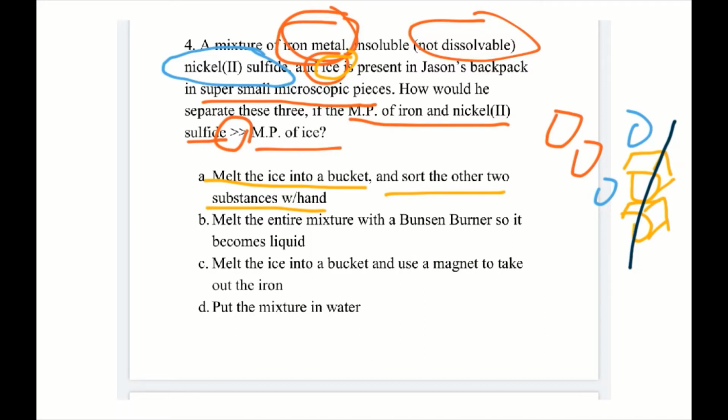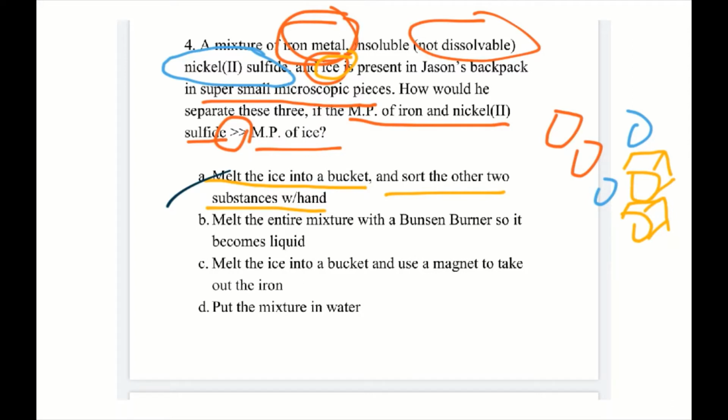Now the next part says sort the other 2 with hand. But how is that possible? We just established that these particles are in super small microscopic pieces. So it is impossible to separate these by hand. It would take a very long time and it would not be practical. So A is out of the picture. So let me undo this for a second.